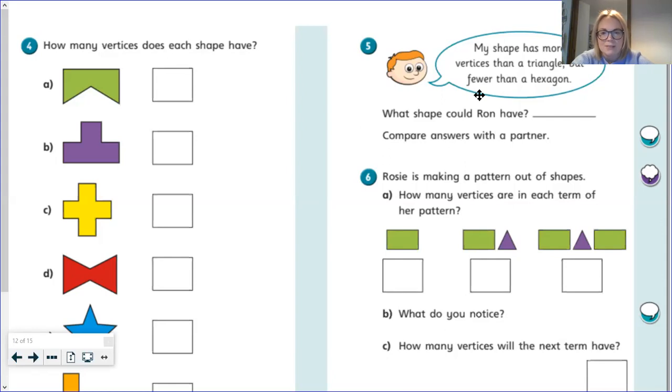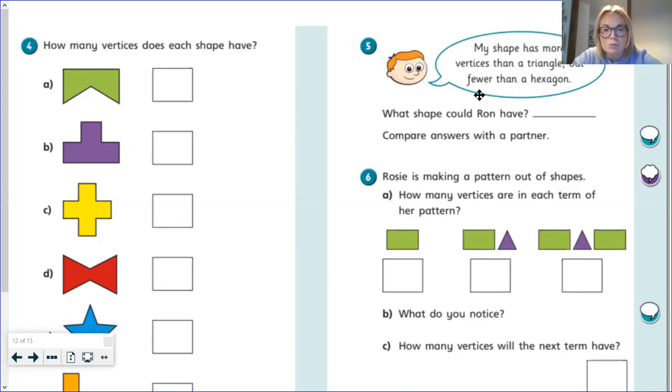Number 6, Rosie is making a pattern out of shapes. How many vertices are in each term of her pattern? That means the first term is the green rectangle. So in the box below, write how many vertices the rectangle has. And then moving on, you've got a rectangle and a triangle. So in the box below, combine those vertices, write the answer in the box. And finally, 2 rectangles and a triangle, add together those vertices and write the number in the box.